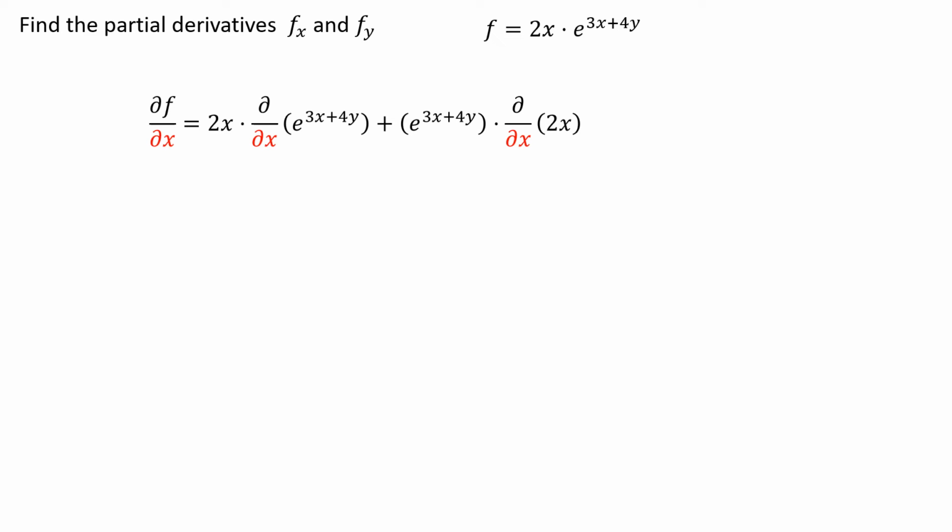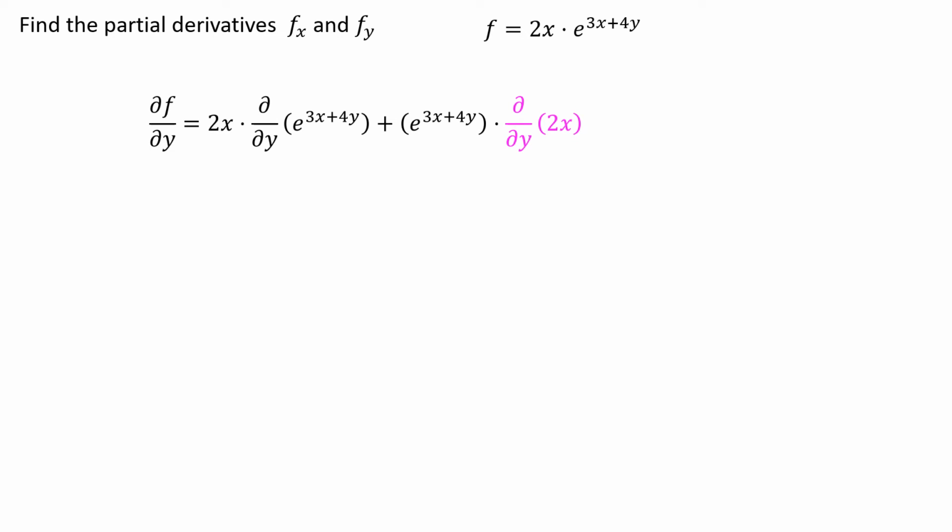Let's change our variable of differentiation from x to y and look at the other partial derivative we were asked to find. Here, I could use the product rule, as I did before. Something interesting happens. Note the following.